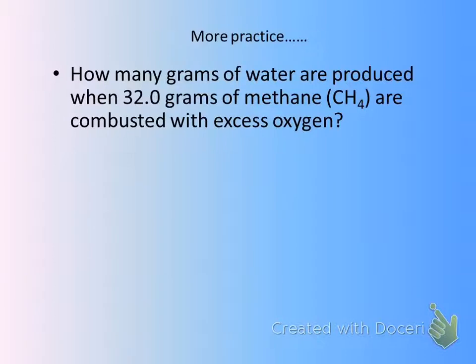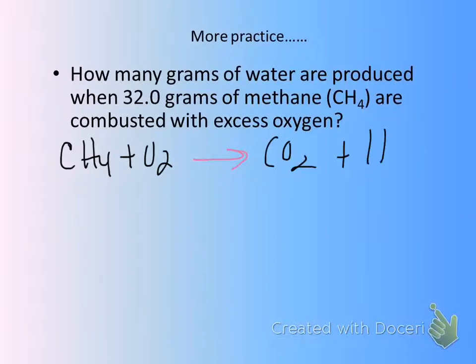So we have to put our recipe out there first. So remember, find out what goes on the left and what goes on the right. We've got methane being combusted, so that means we're going to react methane with oxygen. Products of combustion are carbon dioxide and water. So this needs to be balanced because right now it just says eggs, flour, milk. We need to know the ratio. What ratio will they combine in? So we're going to balance this.